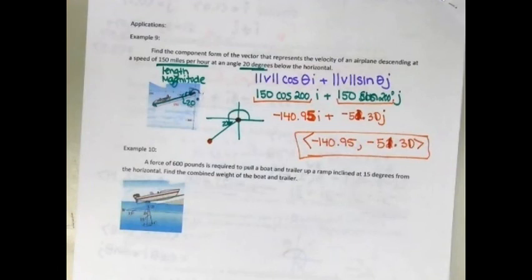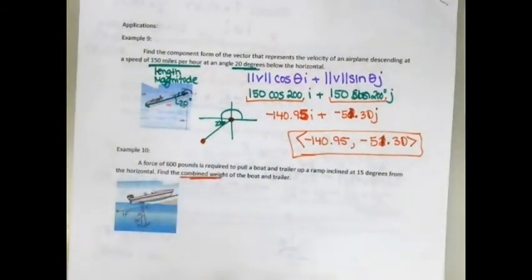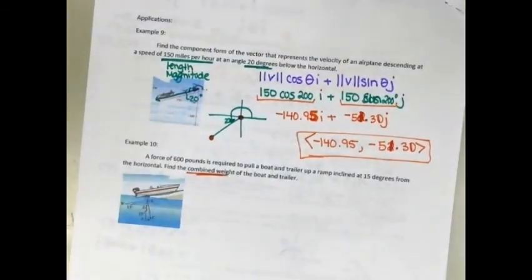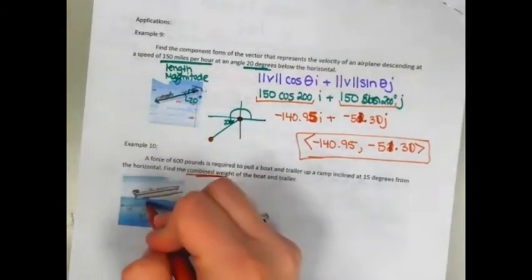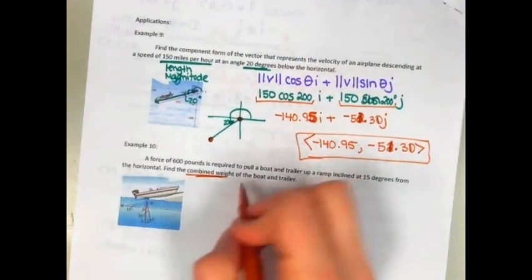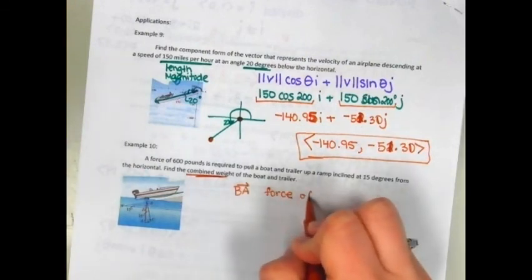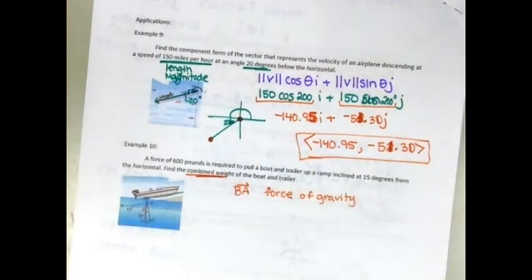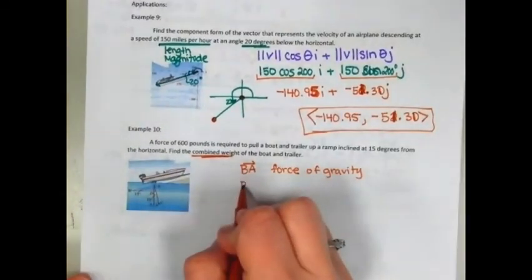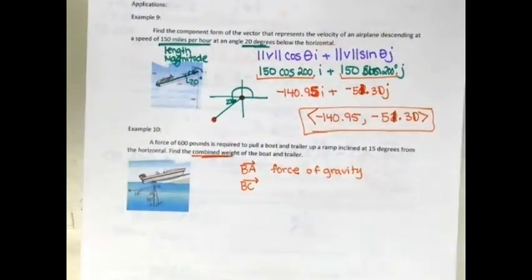A force of 600 pounds is required to pull a boat and trailer up a ramp inclined at 15 degrees from the horizontal. Find the combined weight of the boat and the trailer. Okay, so the combined weight. As we're looking at this, if we look from B to A, that is just going to be my force of gravity, right? Because it's that underlying straight from the boat, the weight going down, right? If I'm looking at B to C, that still is kind of a force of gravity, right?